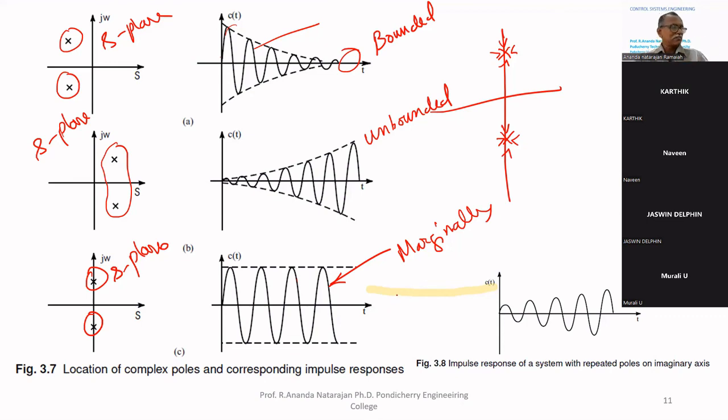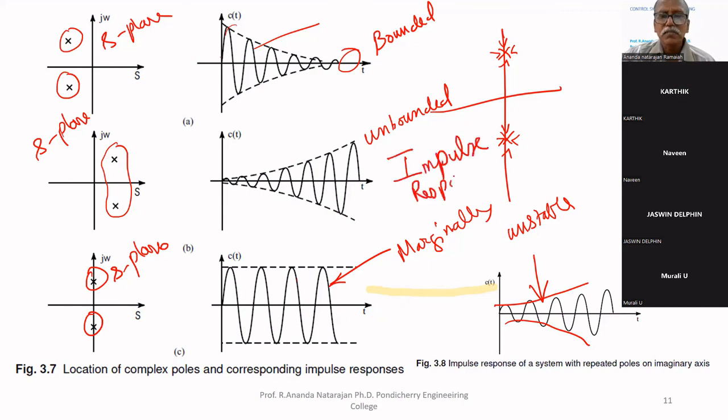Then also it is unstable. If 1 pole is on the J omega axis, no problem. Marginally stable. Oscillation, marginally stable. If repeated poles are there, then it is unstable. Repeated poles. That's why amplitude goes on increasing. All are impulse responses. Means R of S equal to 1, not 1 by S.